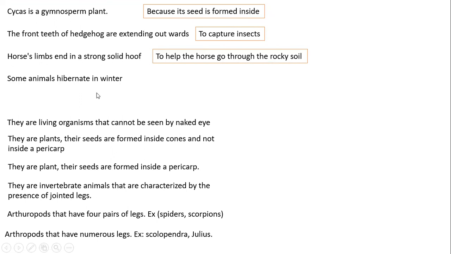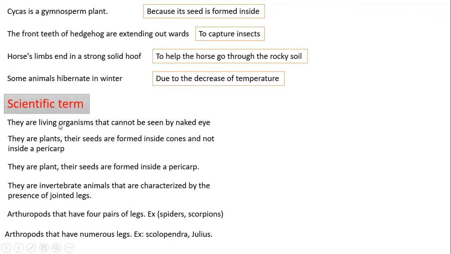Some animals hibernate in winter. Yeah. Number one, because there is a shortage of food in winter, and to what? To overcome the coldness of winter, due to the decrease of temperature. Next, they are living organisms, scientific term here. Living organisms that cannot be seen by the naked eye. Yes, microscopic organisms, or microorganisms.